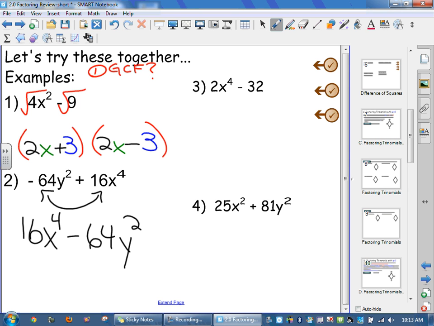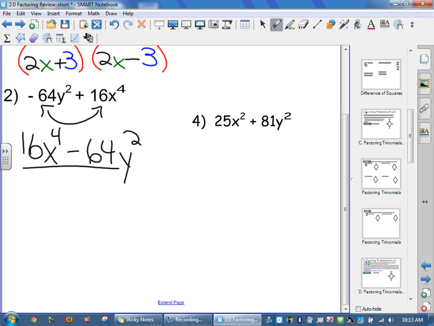Does 64 divide by 16? What do you get as an answer? What's that? You get a 4, don't you? Okay, 16 times 4 is 64, correct? Okay, so if I divide them both by 16, I still get a perfect square over here. And that's what we want to do. So we're going to divide by our GCF first. So I'm going to divide both of them by 16 first. So now it's going to look like x to the 4 minus 4y squared.